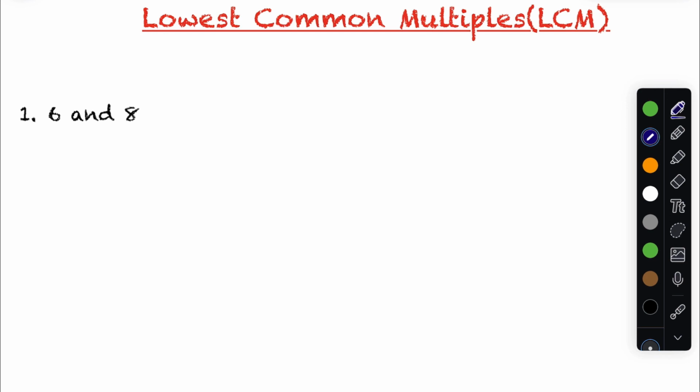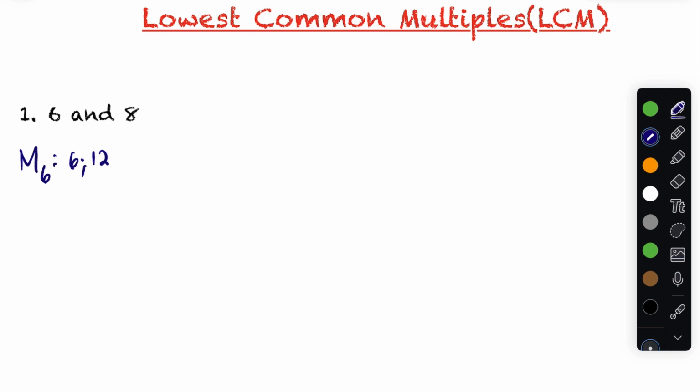Let's look at the lowest common multiple, right? I'm going to show you various methods to do that. I'm going to start with the easy one. The easy one, you find the multiples of each number. Let's start with 6. Let's find the multiples of 6.